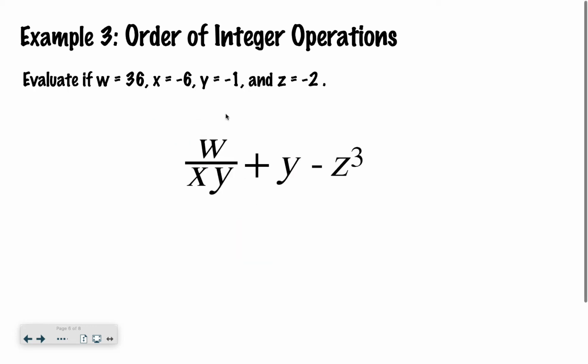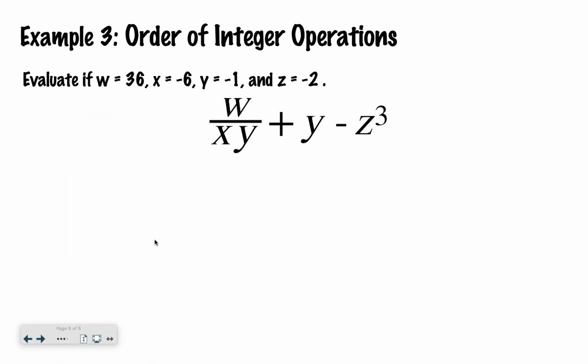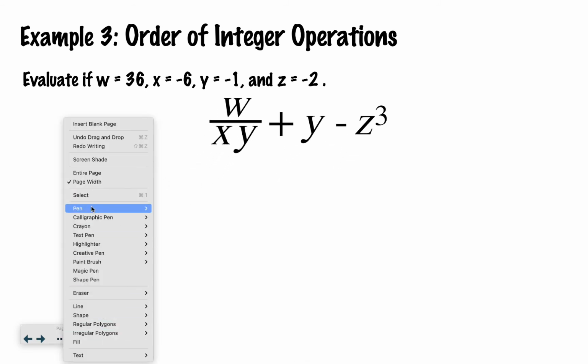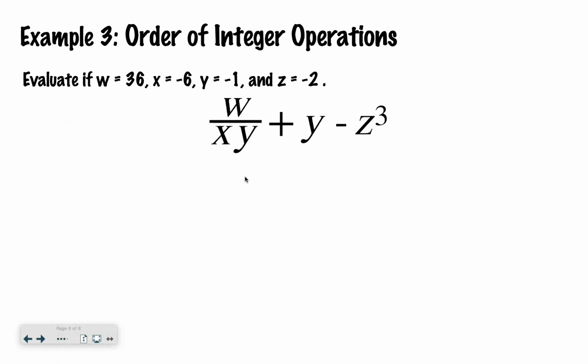Example 3. Now we're looking at something that's similar, but just a little different. It's different because instead of giving you numbers right away, I'm giving you some letters to work with. So we have w over xy plus y minus z to the third.